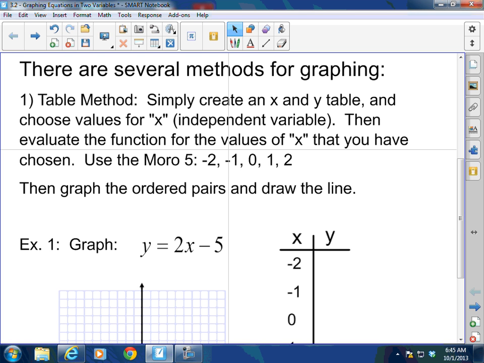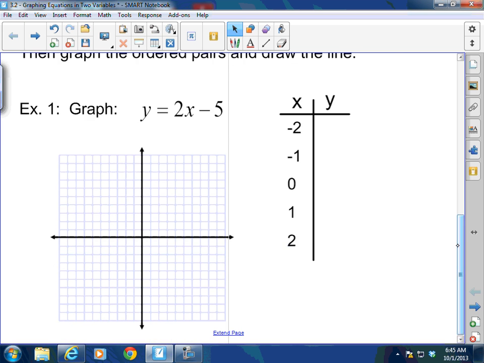You simply create an x and y table, which we have already done, and choose values for x. Those are your independent variables. Then evaluate the function for the values of x that you have chosen. I like to use the Morrow 5, which are nice, easy numbers: -2, -1, 0, 1, and 2. Then after you've found your x and y coordinates, graph the ordered pairs and draw your line. Remember, they must be straight.